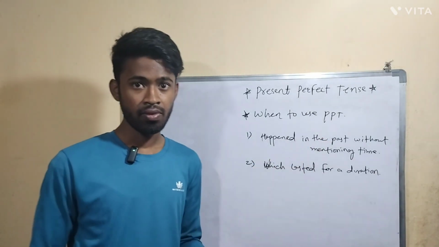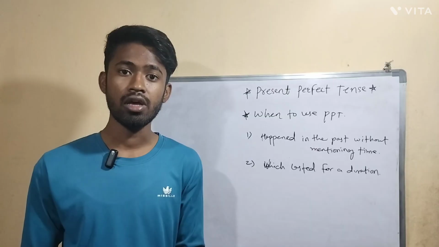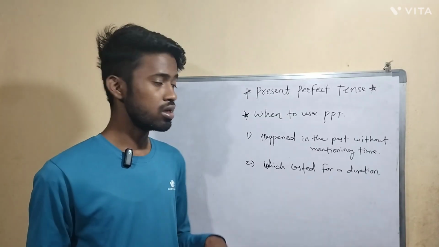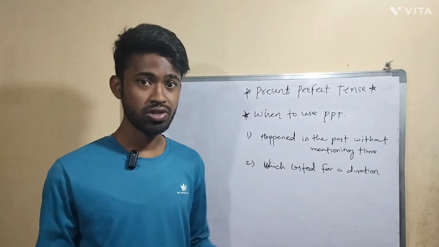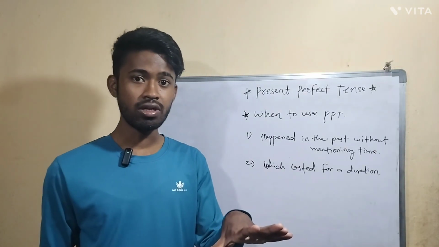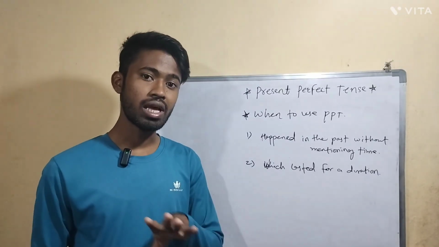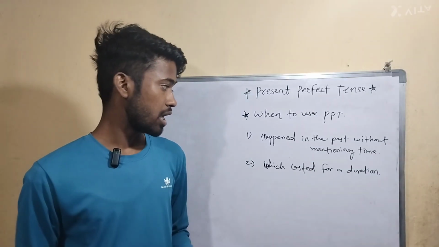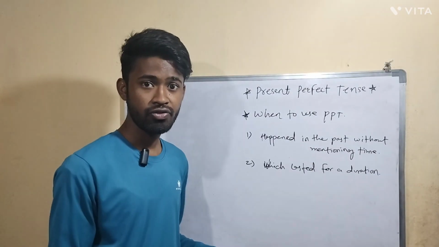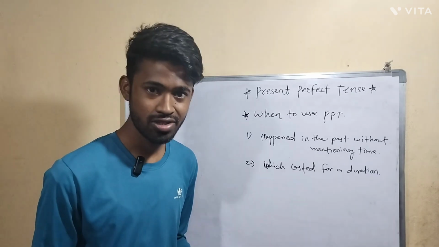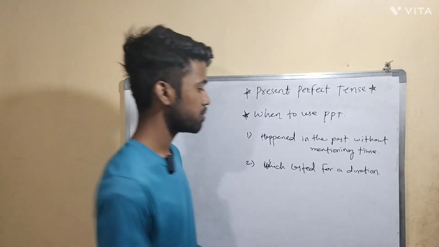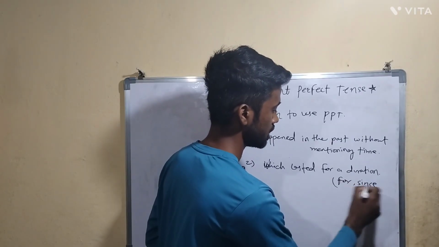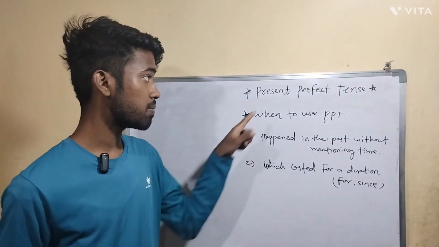So what is the example? I have worked for Capgemini for 2 years. Now here I'm telling about one time duration. So whenever you have to tell about some time duration, you can use present perfect tense. Okay, and you can even say, I have worked for Capgemini since 2016. So here you can use two prepositions, that is for and since. You will see these prepositions we use in the present perfect tense.